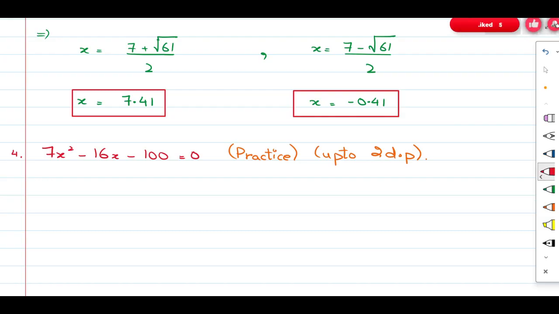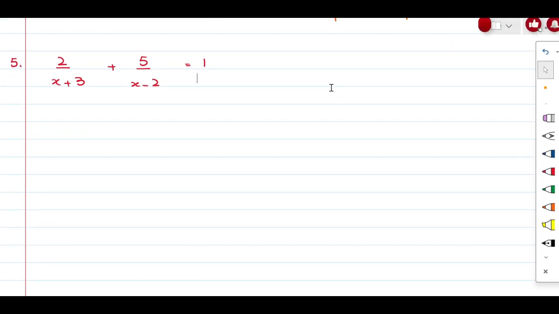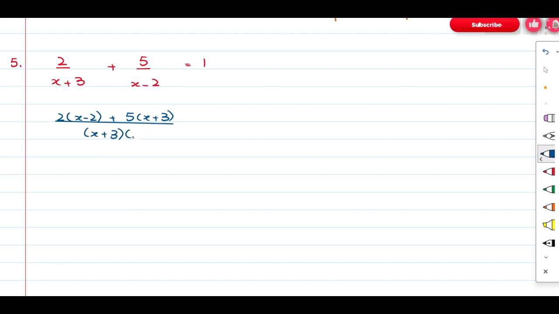Okay, let me practice one more in fractions. If I have 2 over x plus 3, plus 5 over x minus 2, is equal to 1, how can you solve this? First thing, cross multiply, right? This factor 2 is multiplying with x minus 2, plus 5 is multiplying with the opposite denominator x plus 3, and in the denominator you have to combine the factors x plus 3 and x minus 2, and that should be equal to 1. In the next step, cross multiply the denominator with 1.